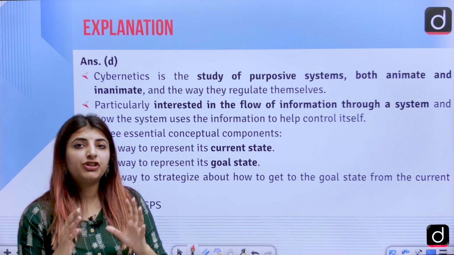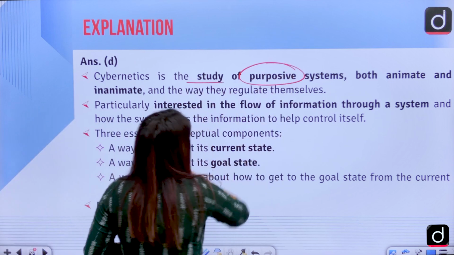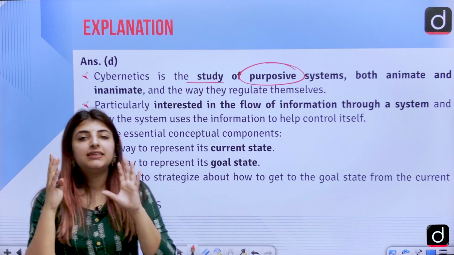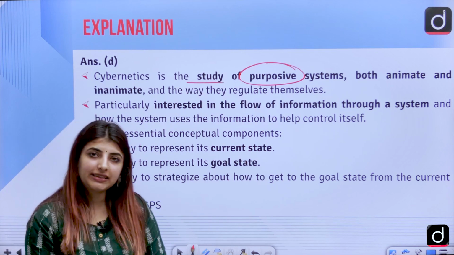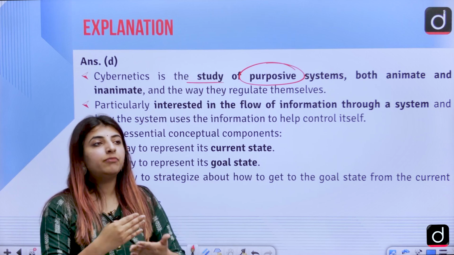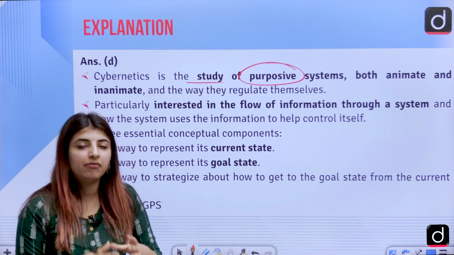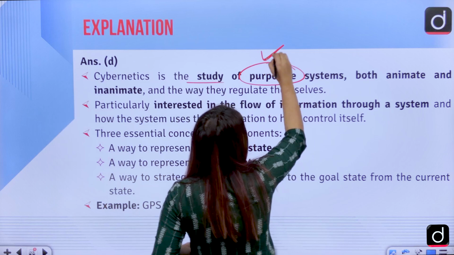Cybernetics is something which is related to the study of purposive systems. Now, what are purposive systems? Systems with some kind of purpose. For example, we have Alexa, right? We tell the particular machine to maybe wake me up at 6 a.m., and so on and so forth, basically, right? So it has a purpose.